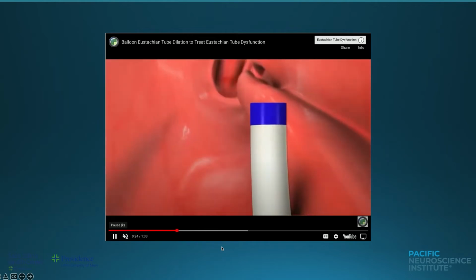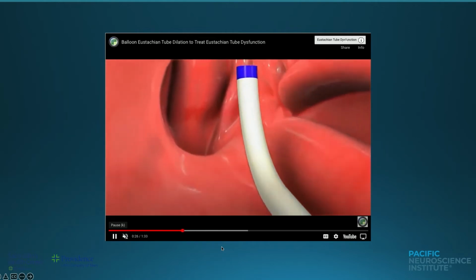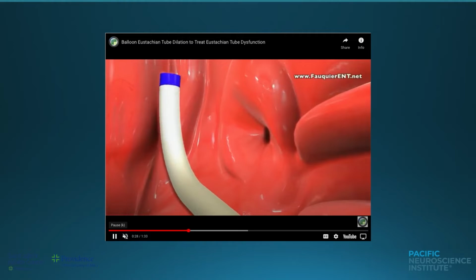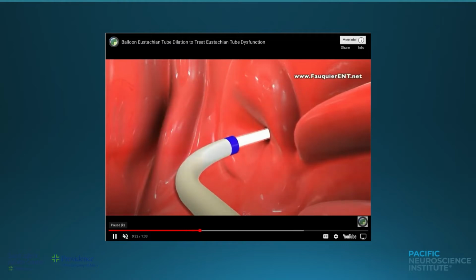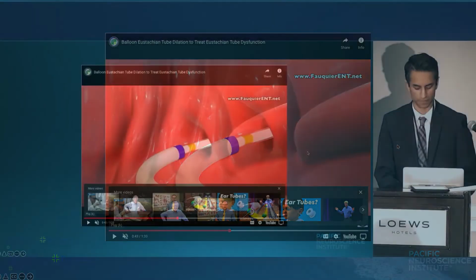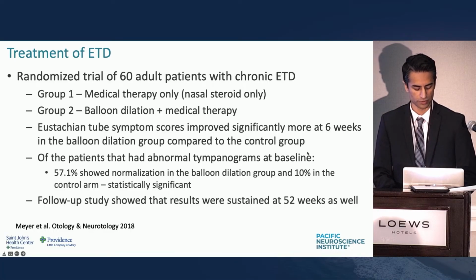This is the balloon going down the nasal cavity, and we make a little turn into the nasopharynx, into the Eustachian tube, and we thread the balloon catheter in there, and then the balloon is inflated for a couple minutes like that, and then it's taken out. And that's the whole procedure. It's pretty quick. And there is some data to support it.